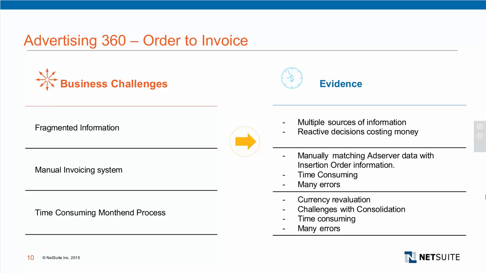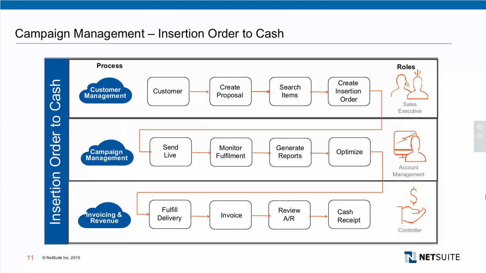So, fragmented information, multiple pieces of information in different systems, being reactive, having reactive decisions that are costing money, manual invoicing, trying to marry up ad server data with insertion order information, time-consuming, doing billing schedules and rev recognitions, as well as errors that then result, as well as a monthly time-consuming month-end process. So this includes currency revaluation, changes with consolidations, time-consuming, and again, multiple errors resulting.